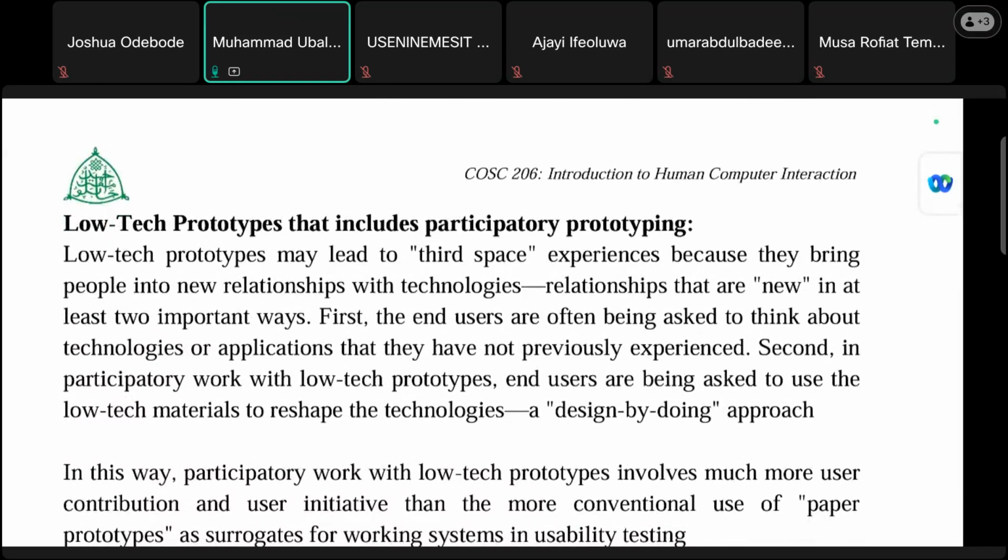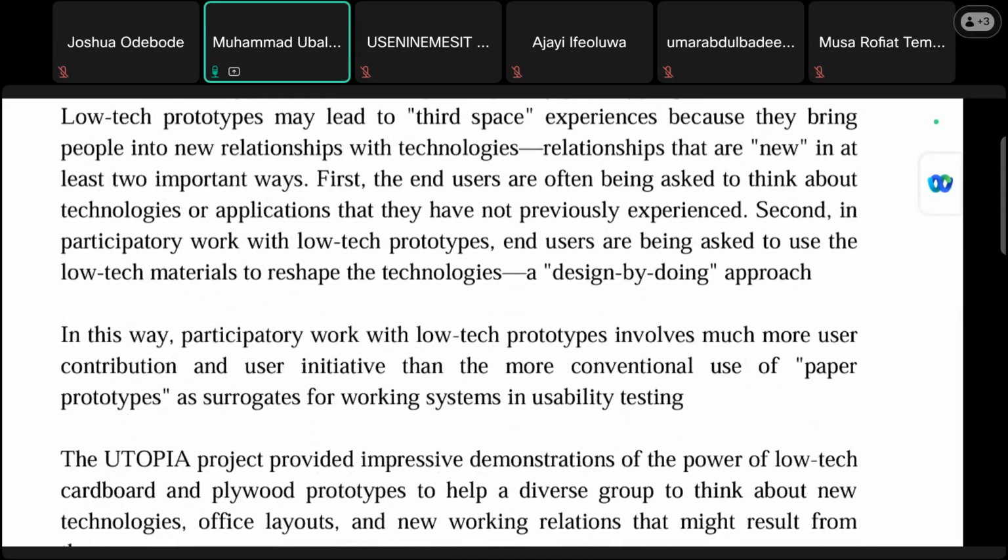And secondly, in participatory work with low-tech prototypes, end users are being asked to use the low-tech materials to reshape the technologies. That is a design by doing approach. So in this way, participatory work with low prototype involves much more users' contribution and user initiative than the more conventional use of paper prototypes as surrogates for working system in usability testing.